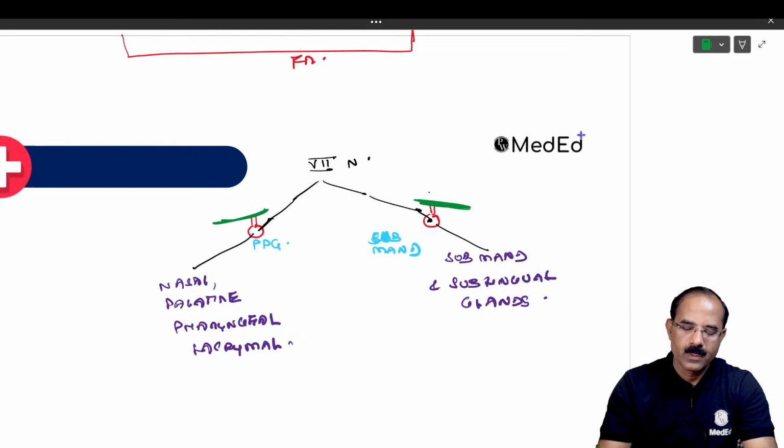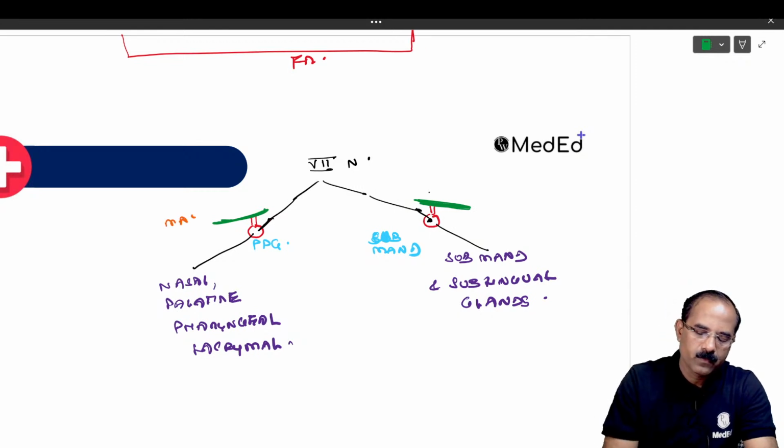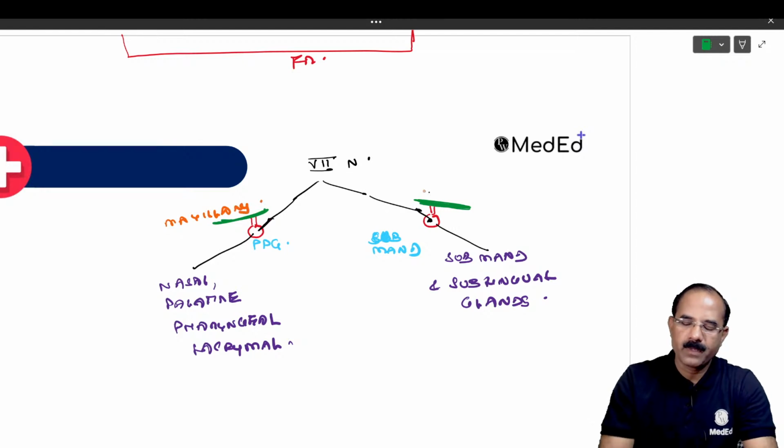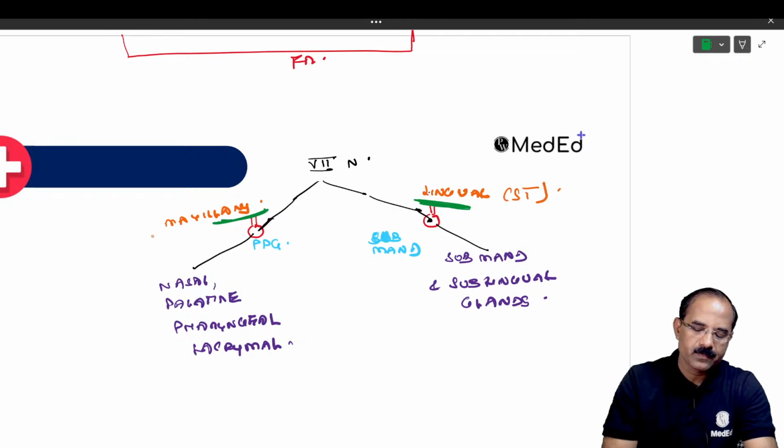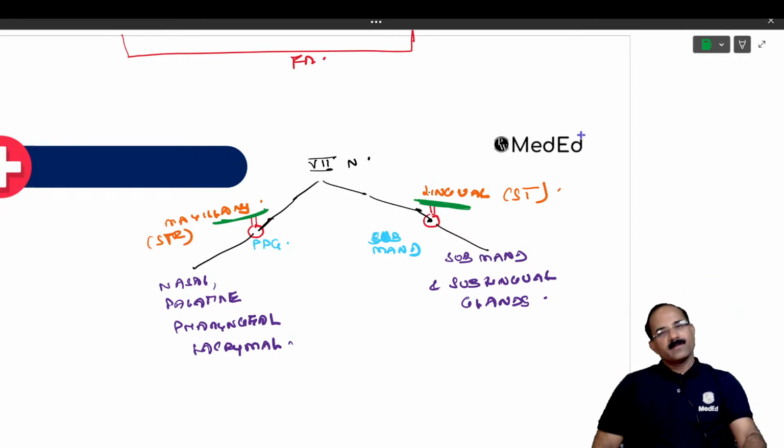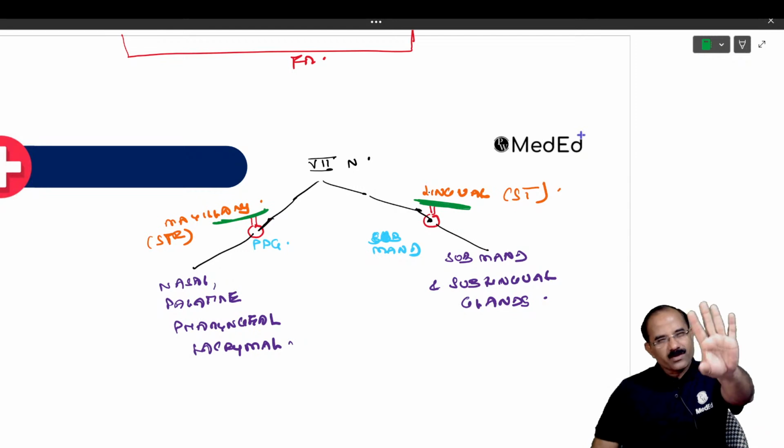Tell me. The pterygopalatine ganglion is hanging from which nerve? Maxillary. And the submandibular ganglion is hanging from which nerve? Lingual. ये क्या होगा उसका structural relation. ये होगा उसका structural relation. Understand it? Are you able to follow what is structural, what is functional?